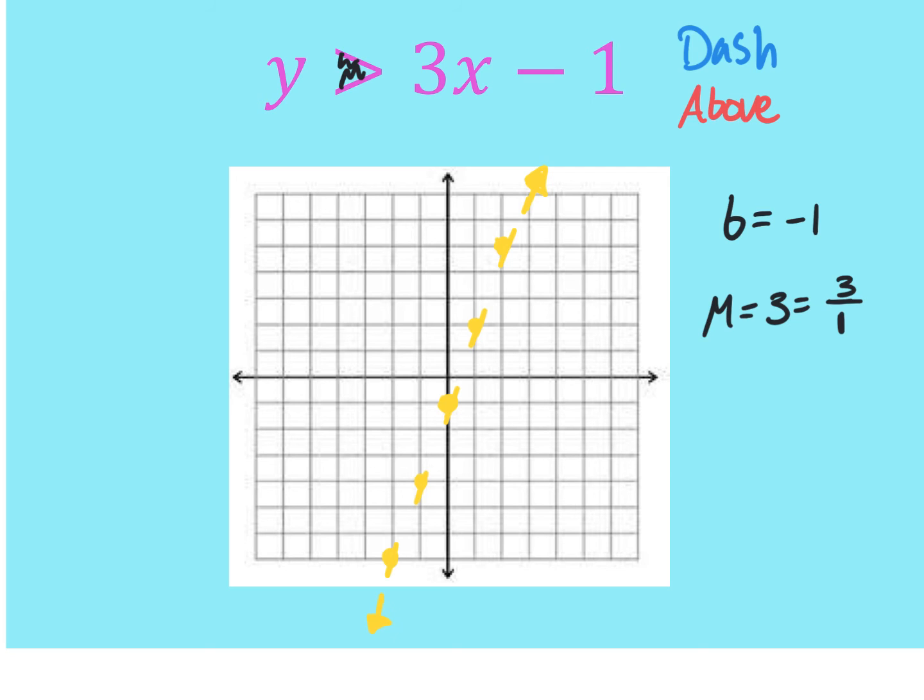Now, this next one, it says it wants to shade above. This is some of the hardest part. This is the hardest part for a lot of students. Because if you look at this line, would you say that the above part is here, or would you say it's over here? There or here? Okay. It is not right here. It's over here.